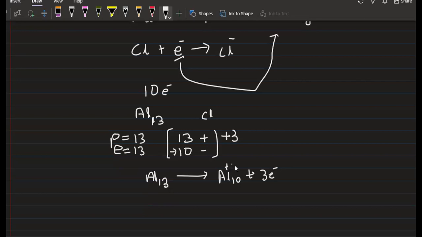plus 3. So if I ask you, what is the valency of aluminium? Tell me, everyone, what is the valency of aluminium? 3. Very good. Now you understood why the valency of aluminium is 3, right? Because it needs to donate 3 electrons.